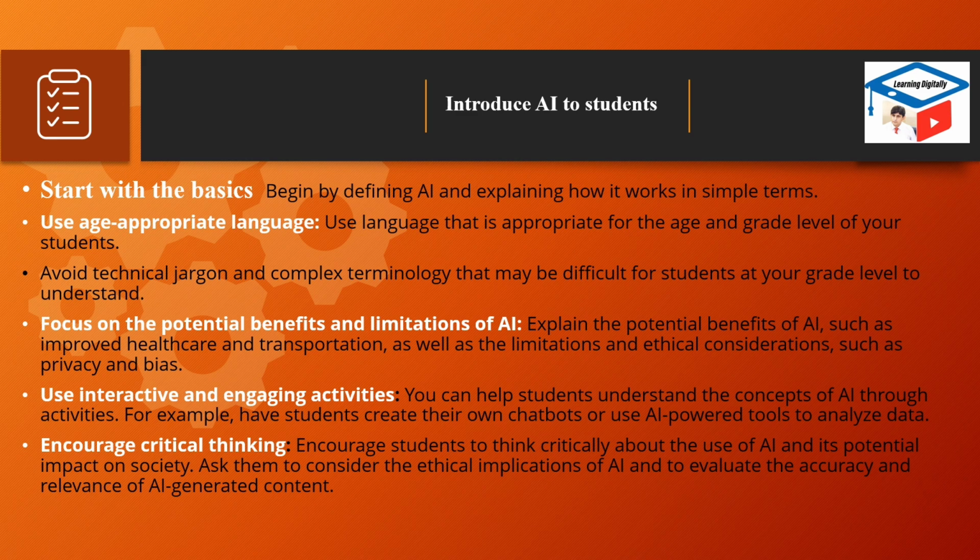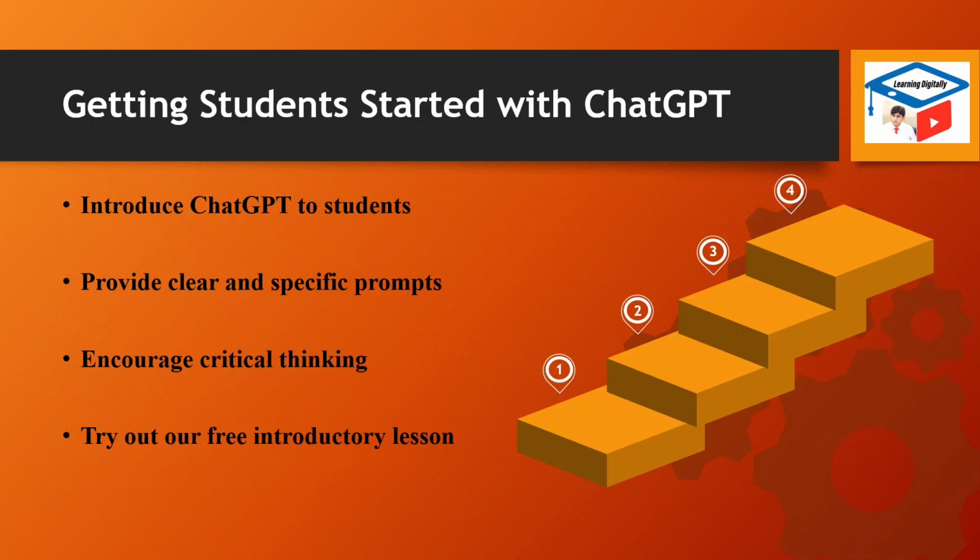Number five, encourage critical thinking. Encourage students to think critically about the use of AI and its potential impact on society. Ask them to consider the ethical implications of AI and to evaluate the accuracy and relevance of AI generated content. Train students to start with ChatGPT. Arrange practical sessions so that students may use ChatGPT in a proper and useful way.